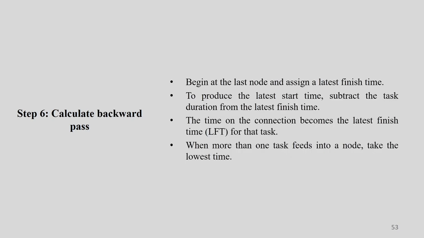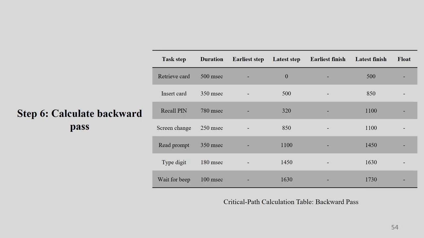Now calculate the backward pass. Begin at the last node and assign the latest finish time, whatever the maximum possible. To produce the latest start time, subtract the task duration from the latest finish time. The time on that particular connection becomes the latest finish time for that task. When more than one task feeds into a particular node, take the lowest time. We have to take the lowest value. So for this also, you can see the calculation. For latest here, it is 0. Then here it will come to 350. This is a typing mistake, it's 350. Then you can go ahead. This is called the backward pass.